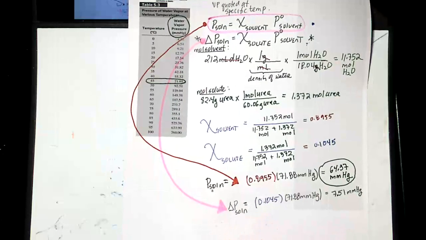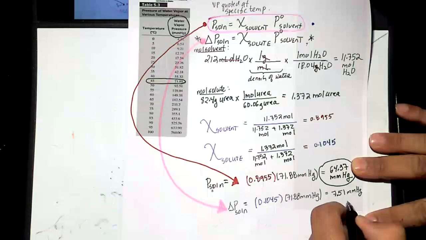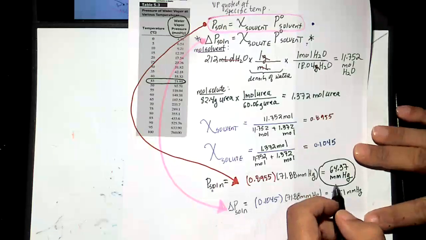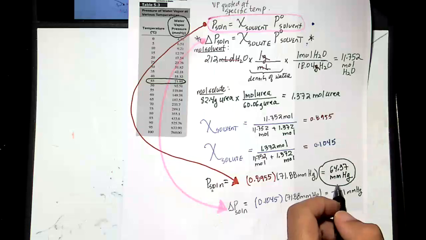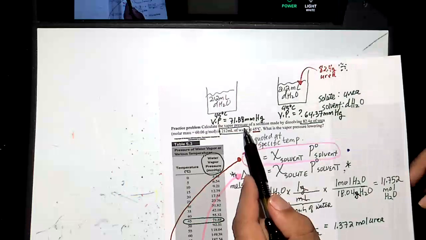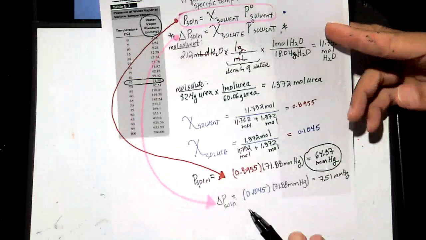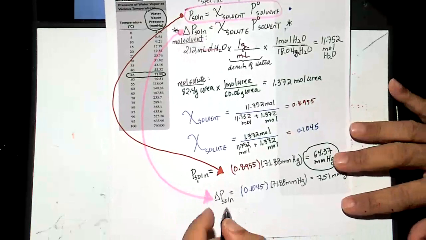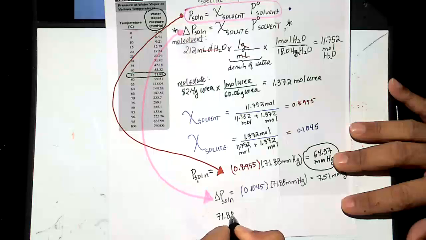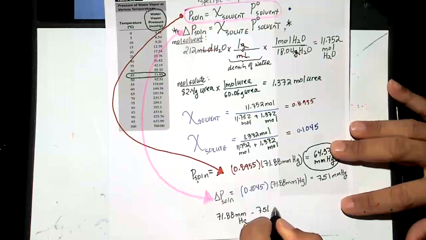So what's the difference between the P of the solution and the delta P? This gets lowered by 7.51 millimeters of mercury. Okay, and the other one, the 64, that's how much that one gets lowered by? Yeah. So when you're calculating now, it's vapor pressure lowering, so what will you subtract? 7.51. So we're going to take 71.88 millimeters of mercury minus the delta P.